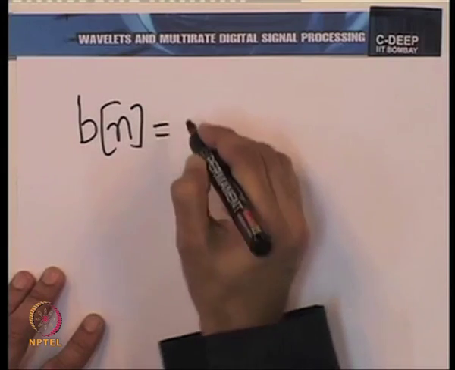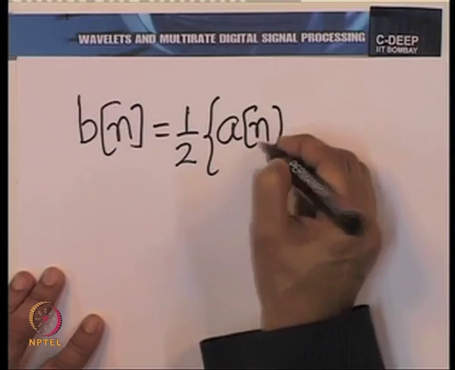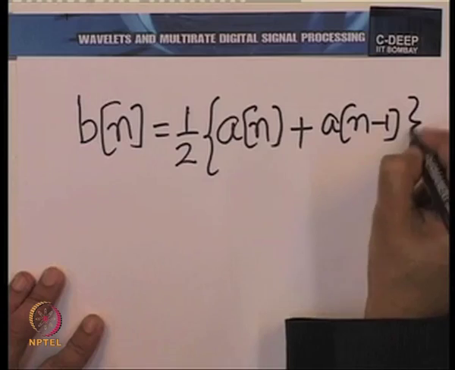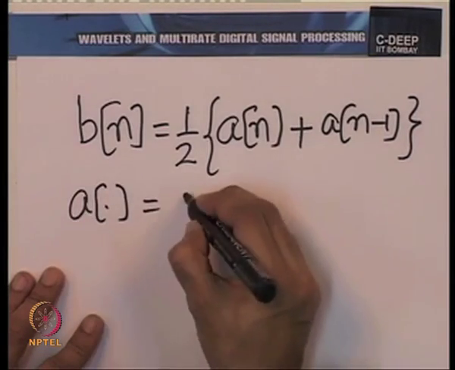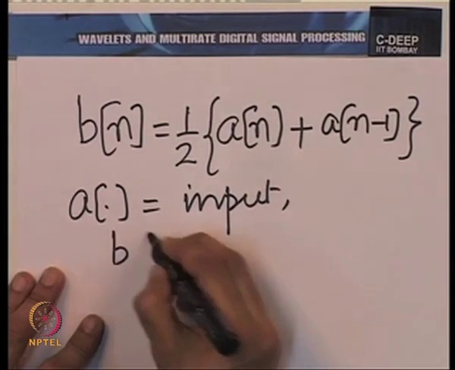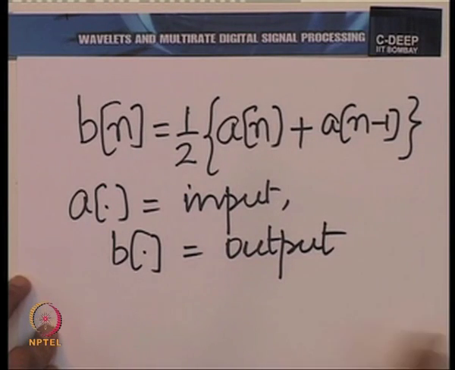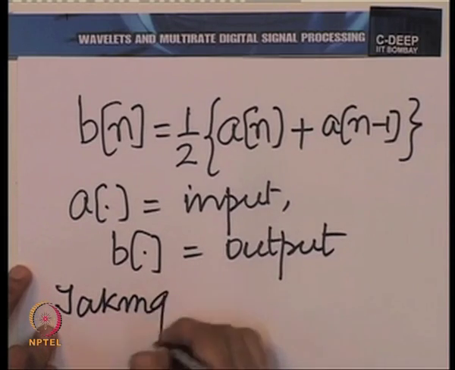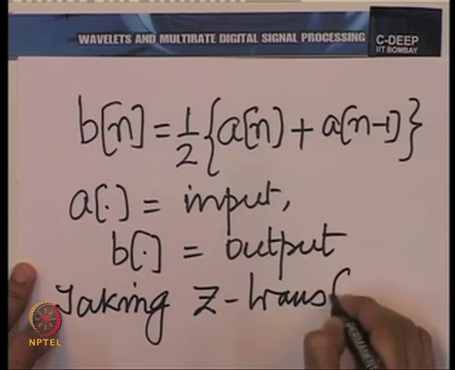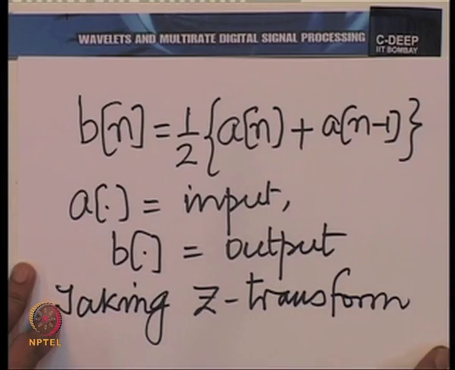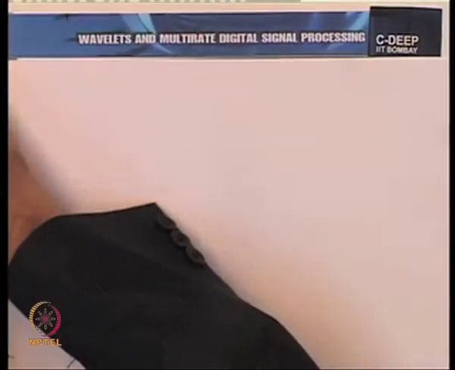Anyway, using this, let us transform the filters that we had a minute ago into the z domain. So, let me put down the two filters explicitly once again. I have the first filter given by b[n] is half of a[n] plus a[n minus 1], where a is the input and b the output. If we take the z transform on both sides, we get what is called the system function of this filter. So, let us calculate that system function.